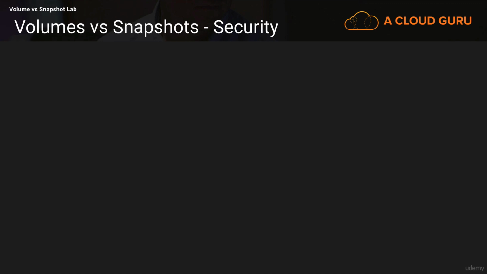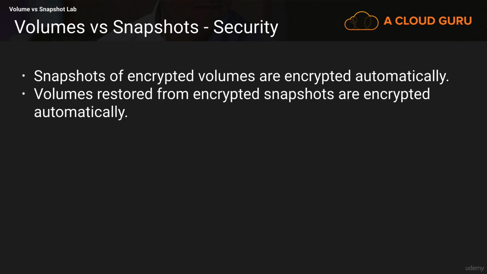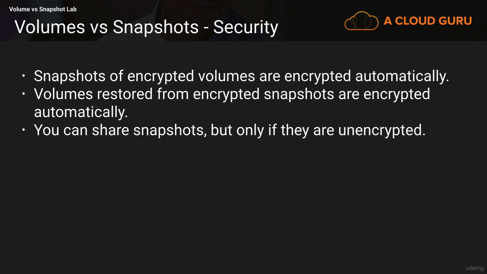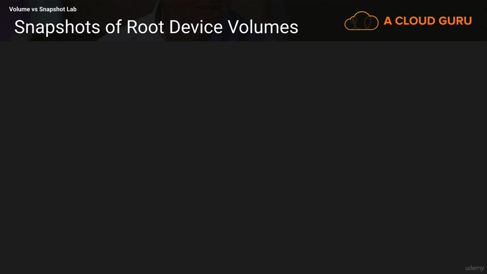Moving on to volumes versus snapshots from a security perspective. Snapshots of encrypted volumes are encrypted automatically. Volumes that are restored from encrypted snapshots are encrypted automatically. And you can share snapshots, but only if they are unencrypted. You can't share encrypted snapshots. So if you've got any encrypted volumes and you're trying to take a snapshot of it, just remember you can't share that volume. And these snapshots can be shared with other AWS accounts, or you can make them public in the marketplace.